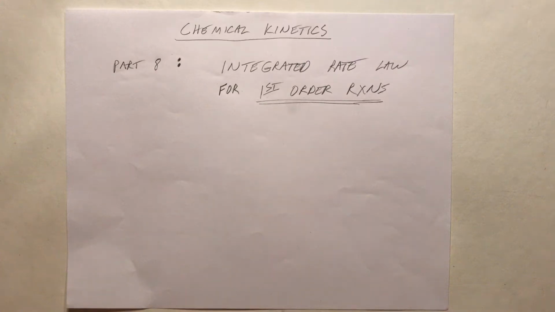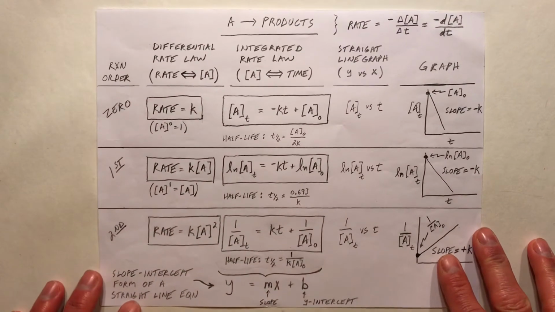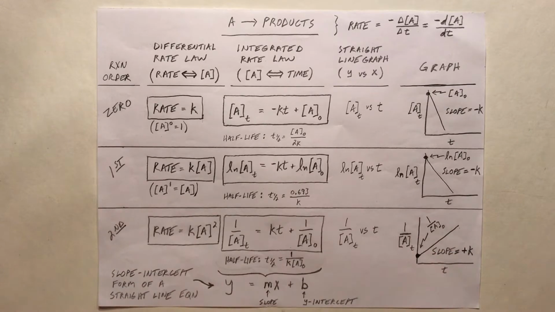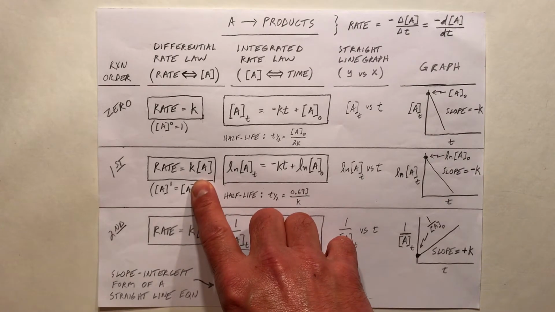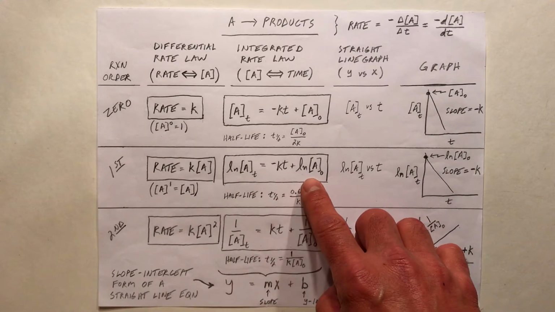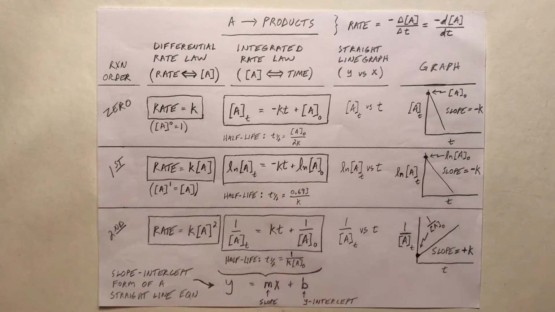Chemical Kinetics Part 8, Integrated Rate Laws for First-Order Reactions. Once again, this is a sheet with all of the important equations that you would use for calculations involving chemical kinetics. In this video, we're going to take a look at how you can take the differential rate law for a first-order reaction and integrate it to get the integrated rate law for a first-order reaction.